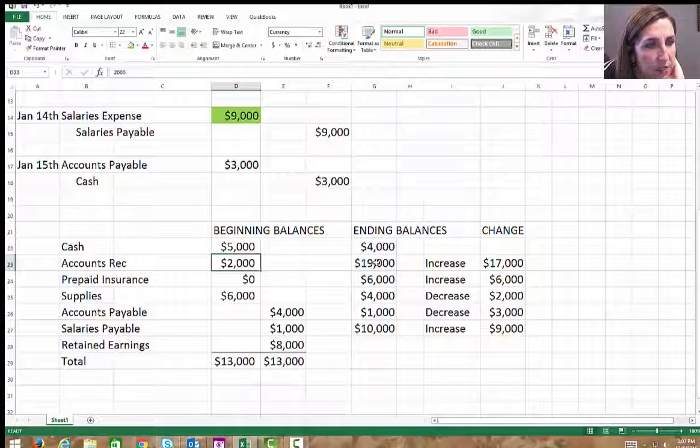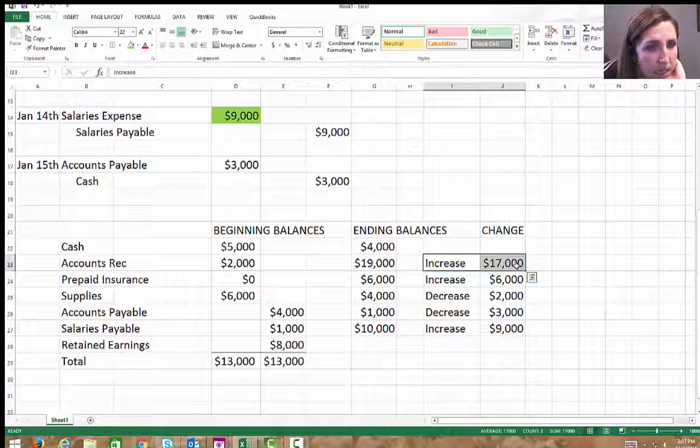At the end of January, it's $19,000. So that increase is something I would analyze on my operating cash flow. The increase in accounts receivables means I have revenue inside that net income, but it's not actually cash yet. So I need to subtract it out of the net income if I want to get down to my total cash for operating cash flows.